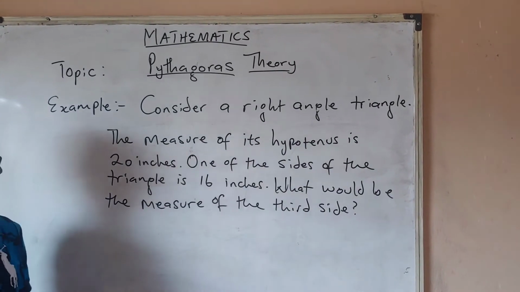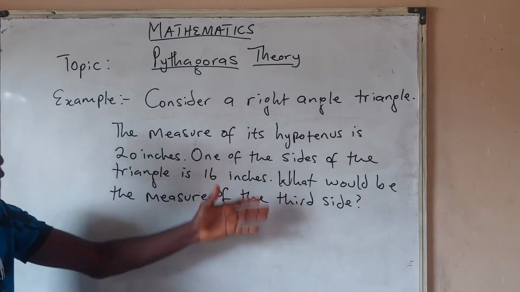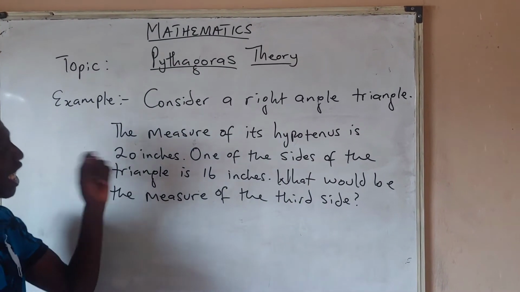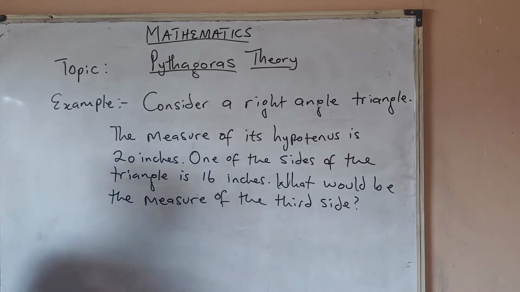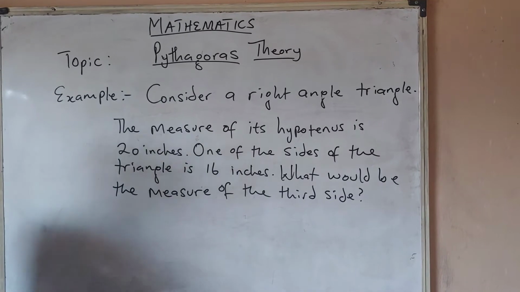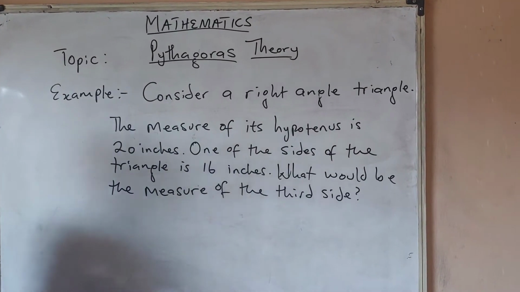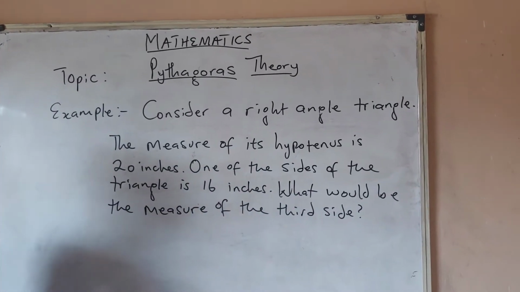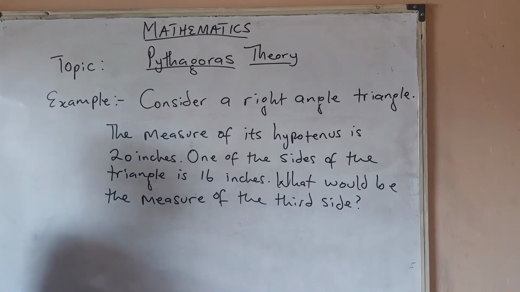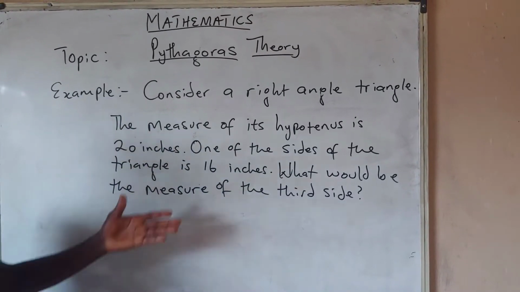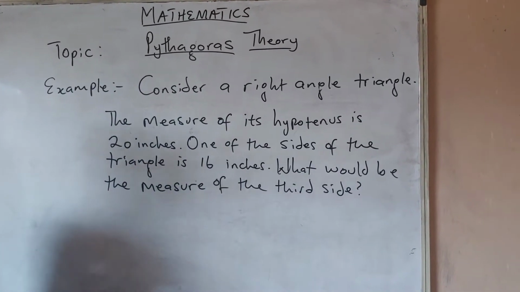Consider a right angled triangle. The measure of its hypotenuse is 20 inches. One of the sides of the triangle is 16 inches. What would be the measure of the third side? Now, this is a typical question. Sometimes the triangle may be drawn for you with the given side stated and the unknown side indicated. But like this one now, the triangle is not drawn for you.